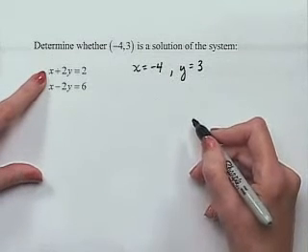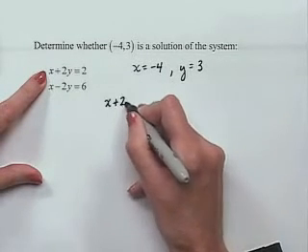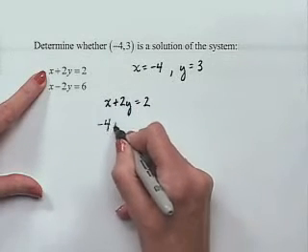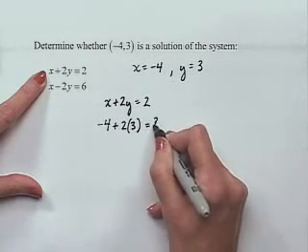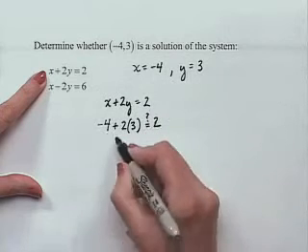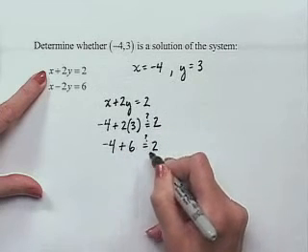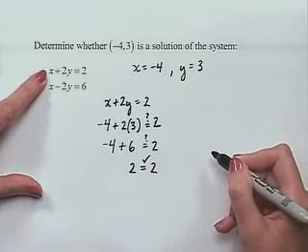So let's try that now. We'll have in our first case, let's take x plus 2y equals 2. That would be -4 plus 2 times 3. We're trying to see whether or not we're going to come up with 2. Well, that would be -4 plus 6. And -4 plus 6 does indeed equal 2. So it does fit the first equation.